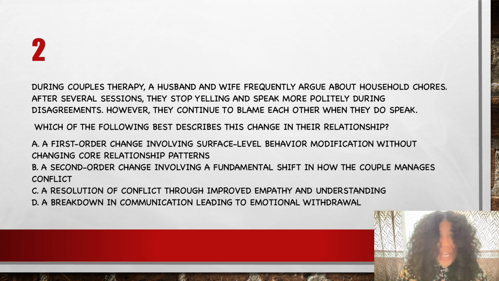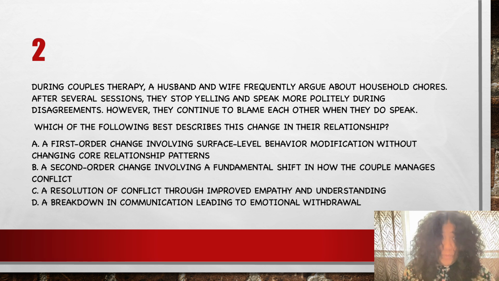A says a first order change involving surface level behavior modification without changing core relationship patterns, right? Let's take a look at B, a second order change involving a fundamental shift in how the couple manages conflict. Now, C says a resolution of conflict through improved empathy and understanding. I don't know where the empathy and understanding is, because they're still blaming one another. D says a breakdown in communication leading to emotional withdrawal. Well, maybe there is some breakdown in the communication, because that wasn't even addressed. That's why this answer is first order change.